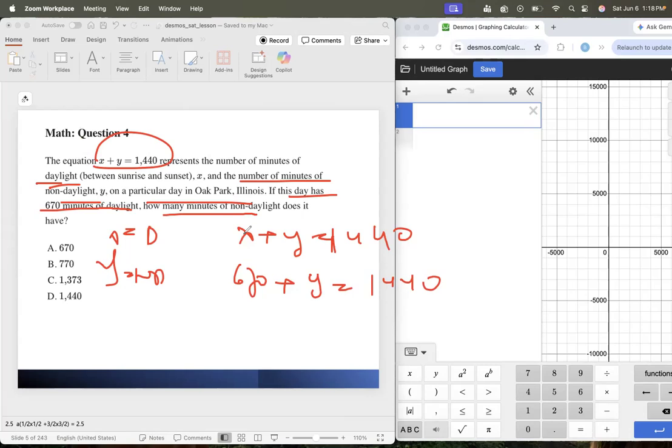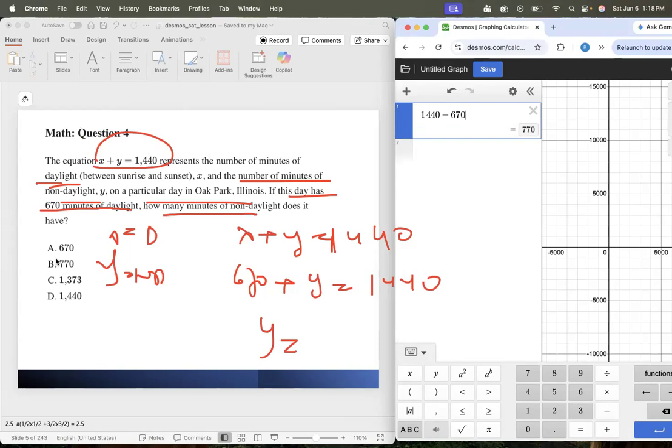It's an equation. It's a straightforward equation. All they want you to do is just simplify. That means we're going to calculate our y. Our y is 1440 minus 670. Well, you have Desmos here. It's going to help you easily. 1440 minus 670. And this gives you what? 770. Right answer over there.